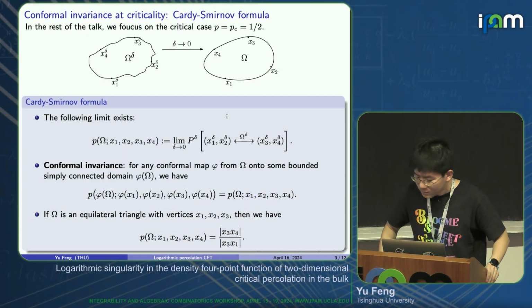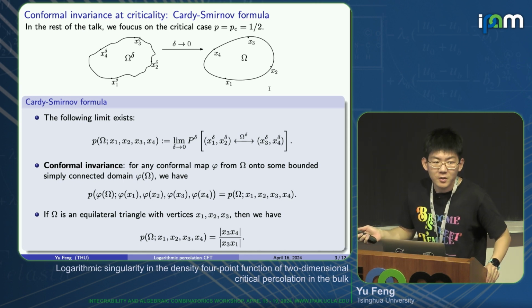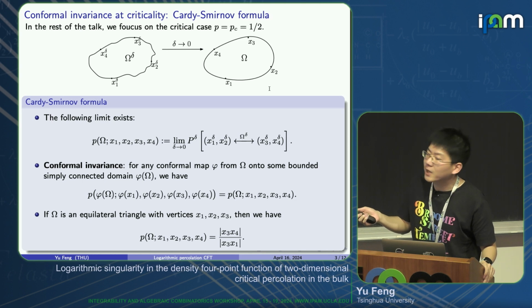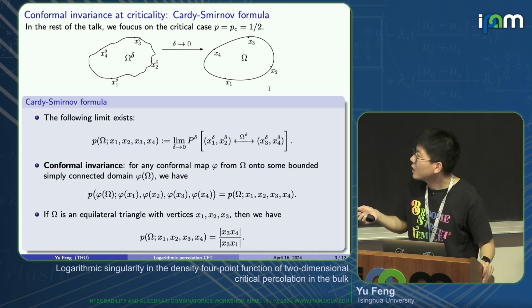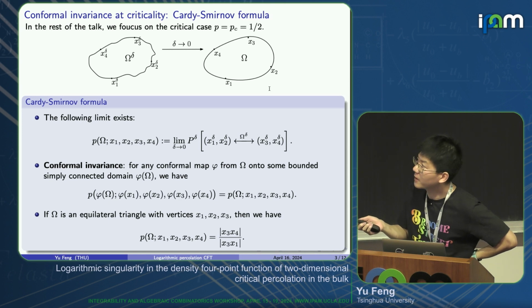There are many ways to interpret conformal invariance. One way is to consider the Cardy-Smirnov formula. So suppose we have a two-dimensional topological quad, which is a bounded simply connected domain with 4 marked points on its boundary. And this delta is the mesh size of the lattice. Now, we take a discrete approximation of this quad, and we call it omega_delta, and also 4 marked points in the discrete lattice. Now, in this lattice, we consider the probability that there exists an open path inside this omega_delta, connecting the boundary segment x1_delta, x2_delta to the boundary segment x3_delta, x4_delta.